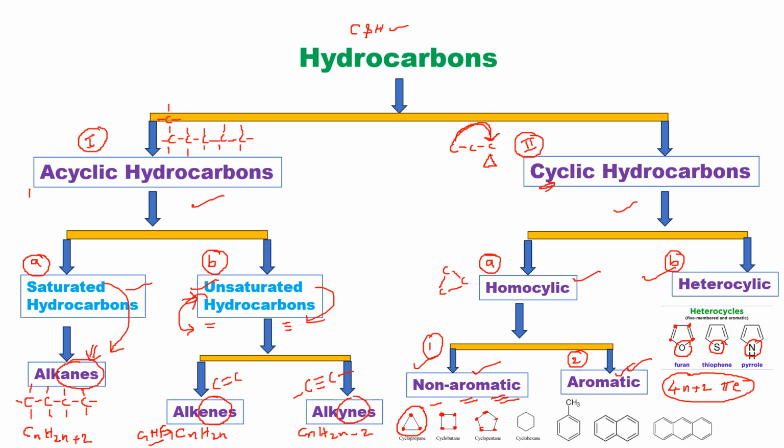So like this, hydrocarbon compounds, which are carbon compounds, that is organic chemistry, are classified into acyclic and cyclic. Acyclic is classified into saturated and unsaturated. The best examples of saturated are alkanes, and unsaturated are alkenes and alkynes. Cyclic hydrocarbons are classified into two types, homocyclic and heterocyclic. Homocyclic is classified into non-aromatic and aromatic, and these are the examples.